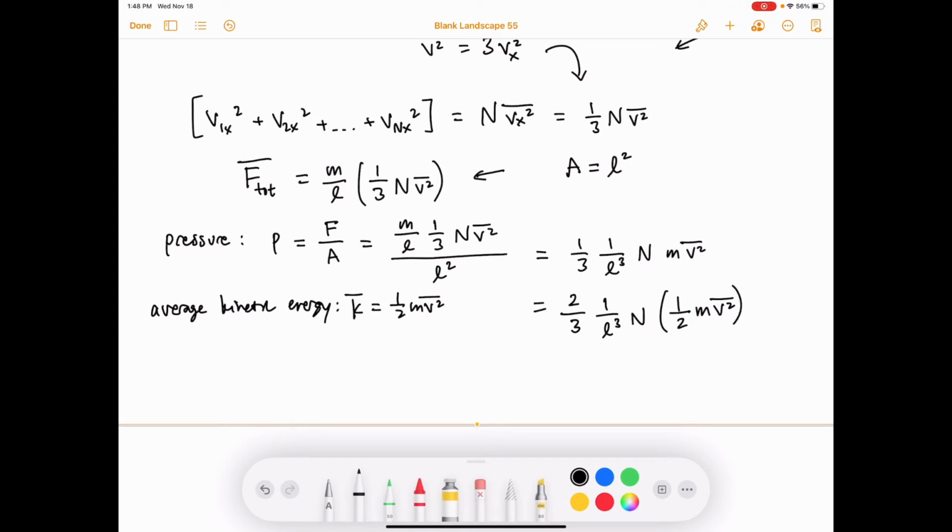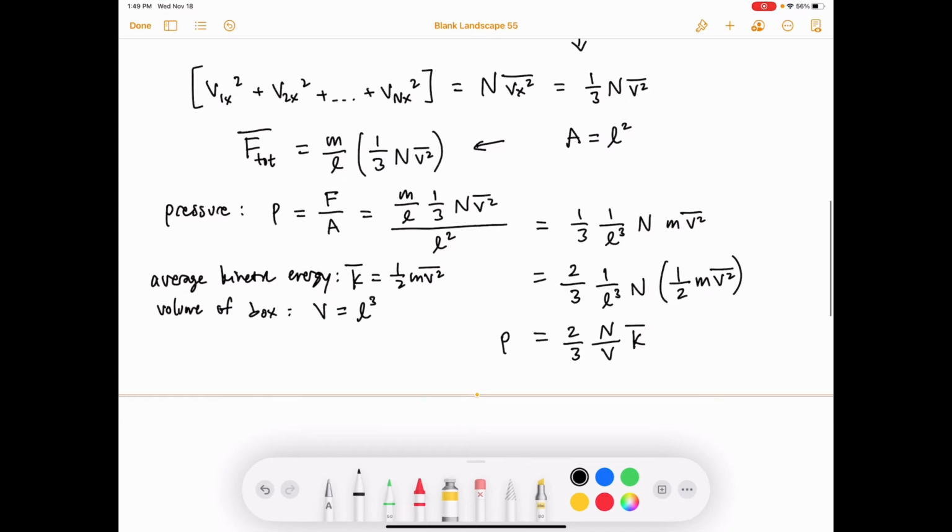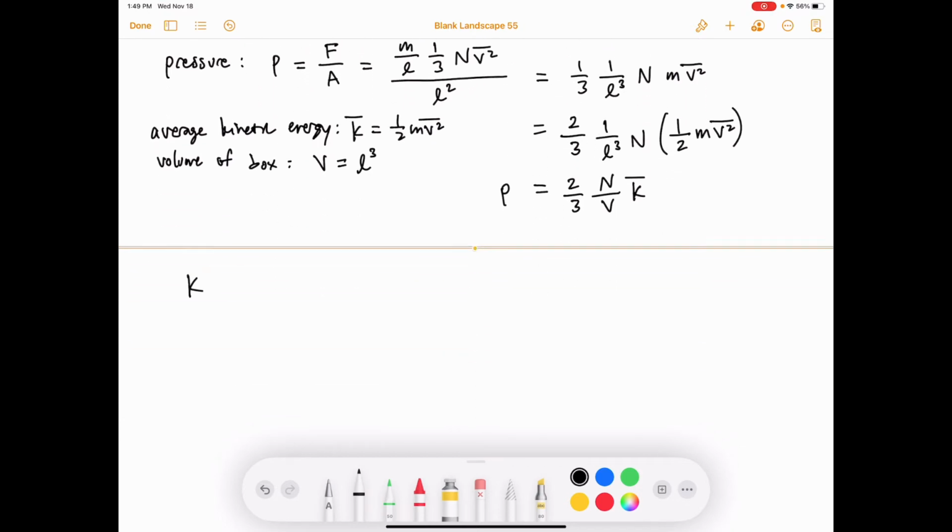Another thing we can notice is the volume of the box. That's just L to the third power. So the pressure is 2/3 times n divided by V, the volume of the box, times the average kinetic energy, K bar. I can rearrange that to say the average kinetic energy, K bar, is equal to 3/2 times P times V divided by N. Just take what we found earlier and solve for K bar.